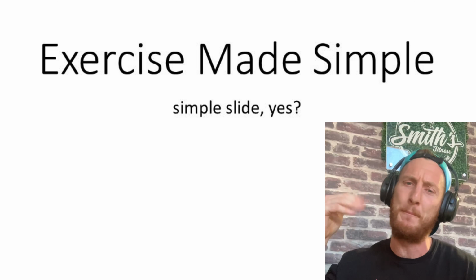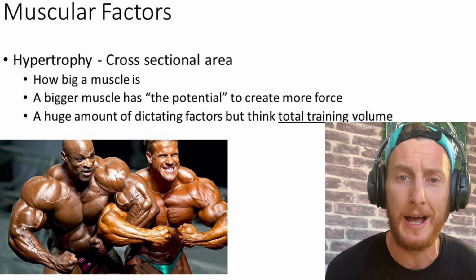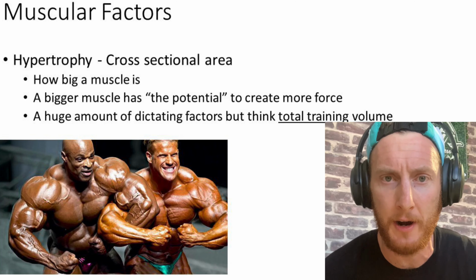When we talk about strength, there's really two aspects, two factors that go into this. You've got your muscular system and your neural system. Put them together, you've got your neuromuscular system. When it comes to muscular factors that affect our strength, the first one to look at is obviously hypertrophy. That is the size of our muscles, how big they are, the cross-sectional area. We know a bigger muscle has the potential, an important note there, the potential to create more force.